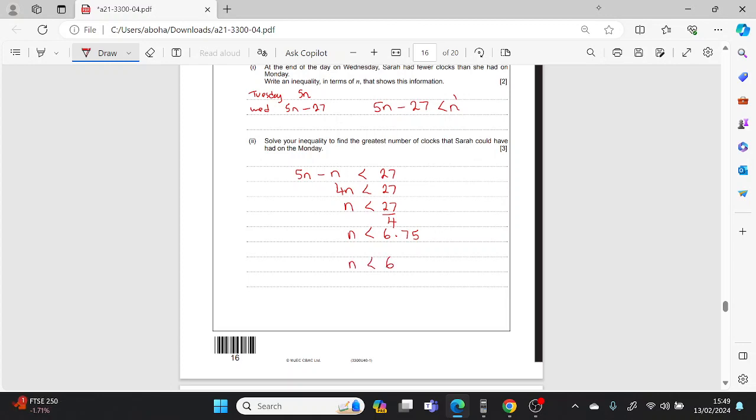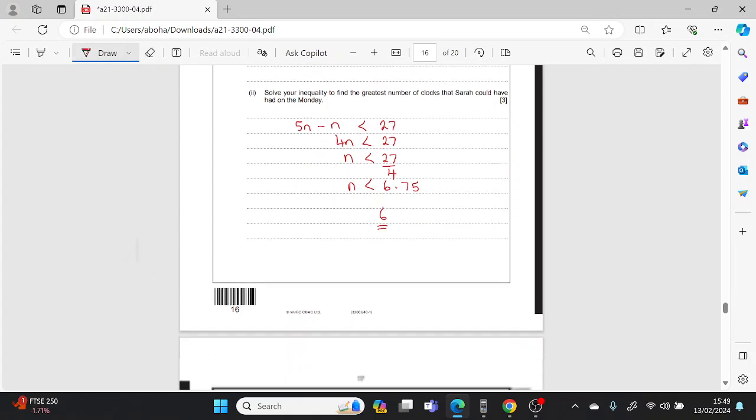So n must be less than 6. That's the greatest number, okay? Sorry, I'll say that again. It shouldn't be less than. N is less than 6.75, so the answer is going to be 6 is the greatest number.